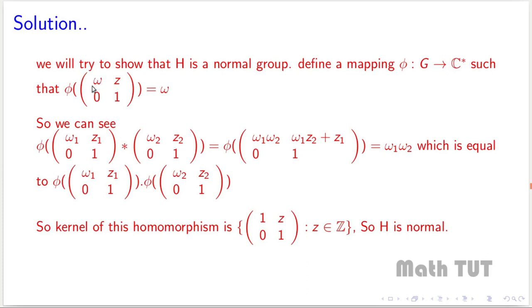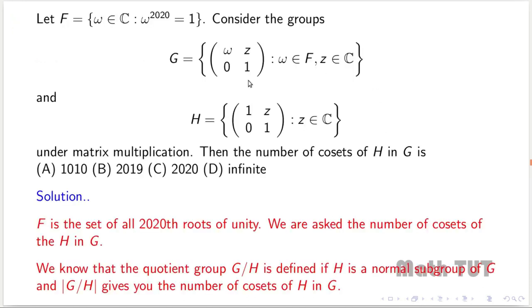Set of elements of this form will only be mapped to 1 here. That means your kernel contains elements of this form, that is 2 by 2 matrices, where this Z can be any complex number. So what we got is the kernel of this homomorphism. We know that it will be a normal subgroup, and in fact this set is nothing but the H that was given to us. So H is a normal subgroup of G.